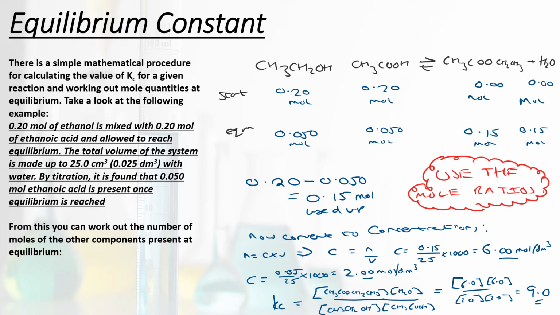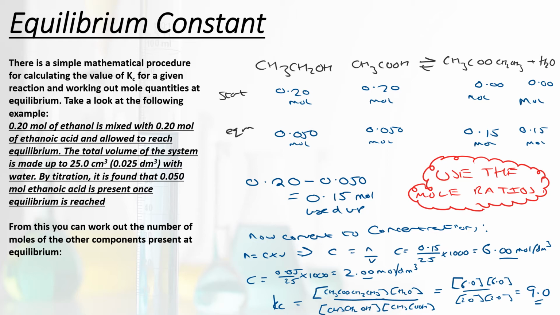And the key thing is to remember that concentration is moles per decimeter cubed. Volumes are typically given in centimeters cubed. And so we have to convert our volumes from centimeters cubed into decimeters cubed by dividing by 1,000. Or we can use the other form of this expression, which is that n equals c times V divided by 1,000. And therefore, our concentration is n times 1,000 divided by the volume.